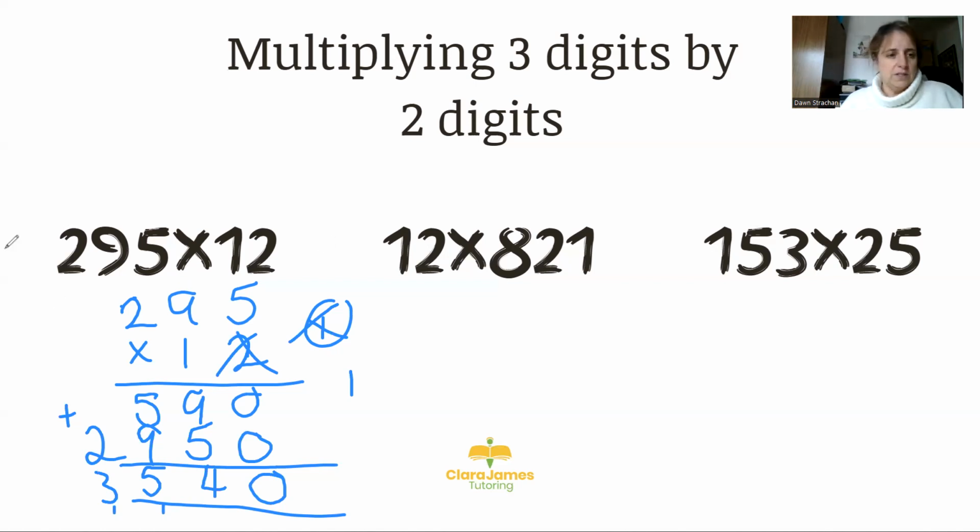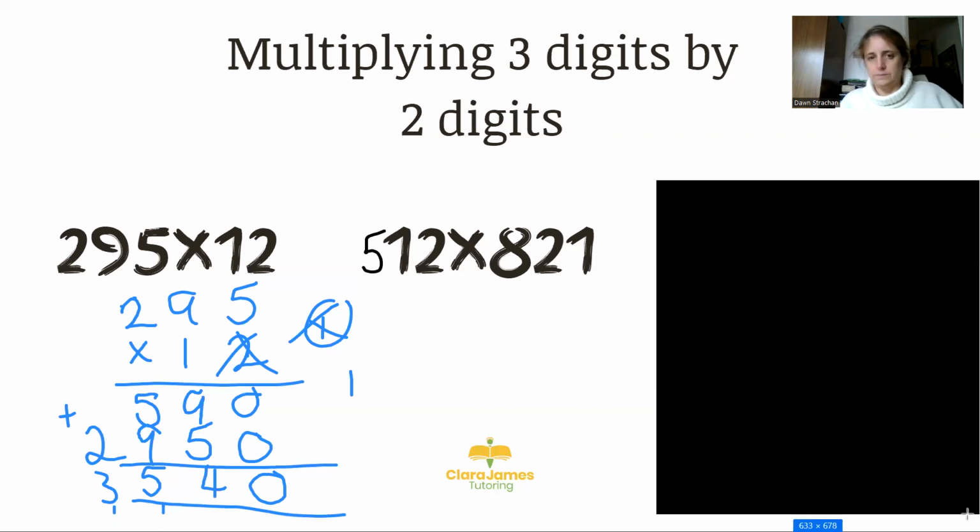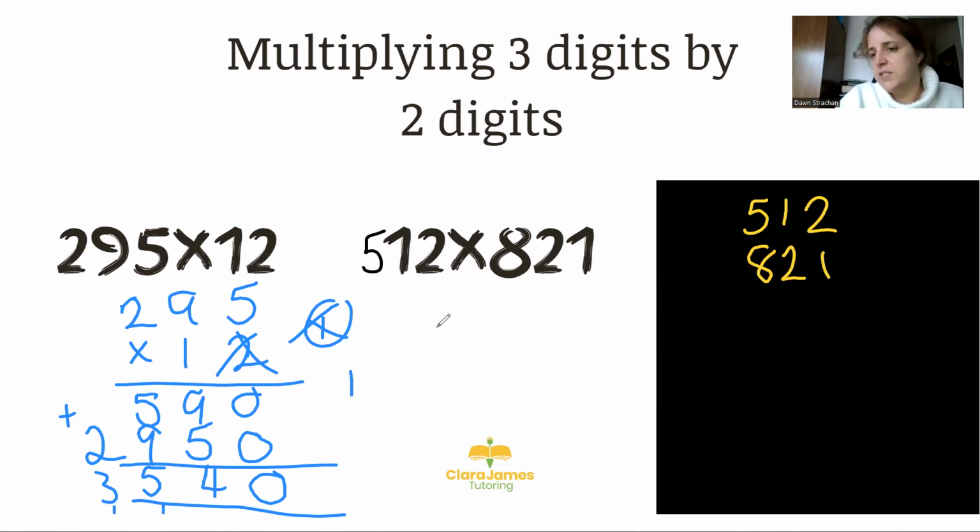Actually, what I'm going to do is just to make the thing slightly different, I'm going to make this next one a 3-digit number. So I'm going to make that, let's go 512. Okay, and we'll remove this end one. Let's get rid of that. Okay, so we've got 512 times 821, just to show that the system's still the same, even though we've now got different number of digits.